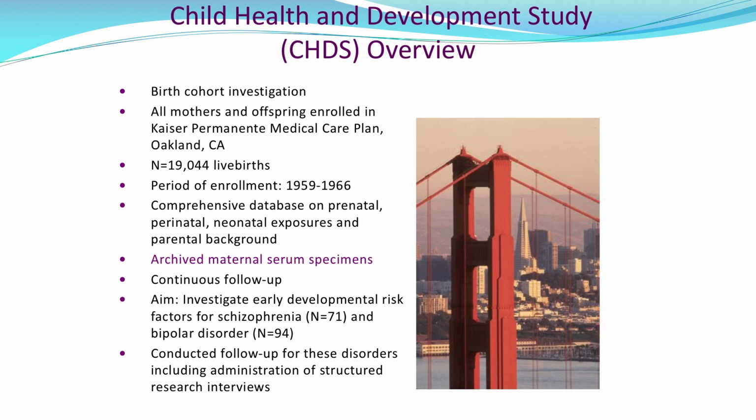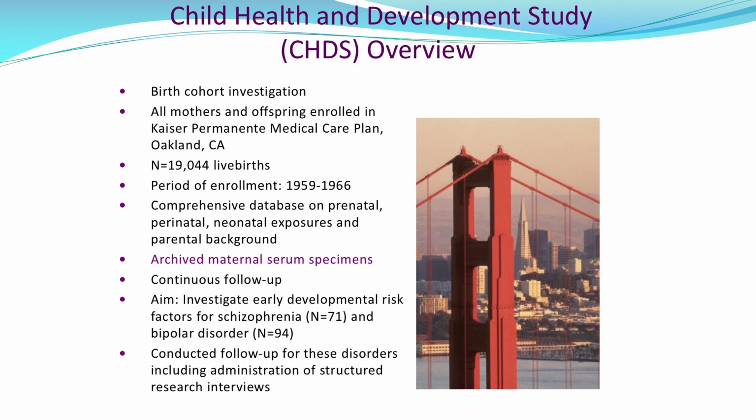And what they had available was really tremendous. It started not long after the thalidomide epidemic, so it was understood that there was a lack of knowledge about how medications and other factors in pregnancy altered later development. So they had a comprehensive database on prenatal, perinatal, neonatal exposures, and parental background. But in addition, they'd collected blood specimens and took the serum from those specimens from all the mothers in pregnancy, from different trimesters, and they stored them. And they're still there.